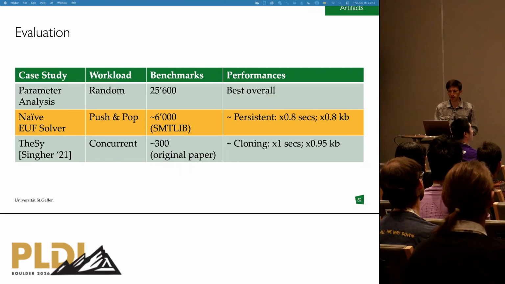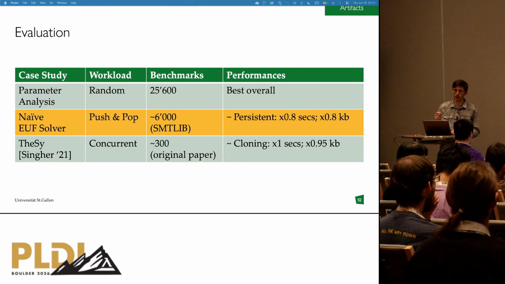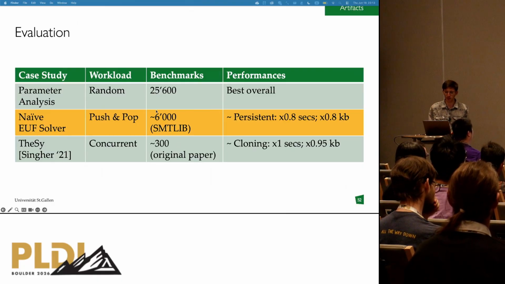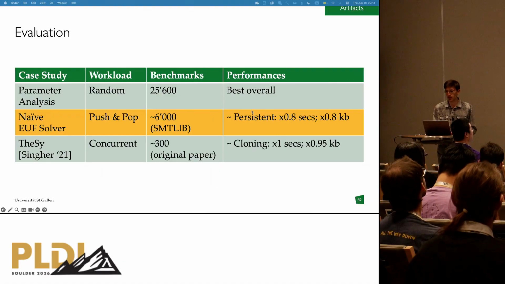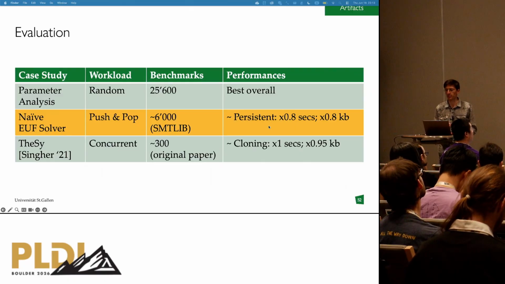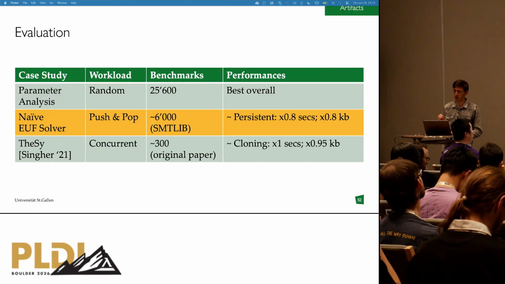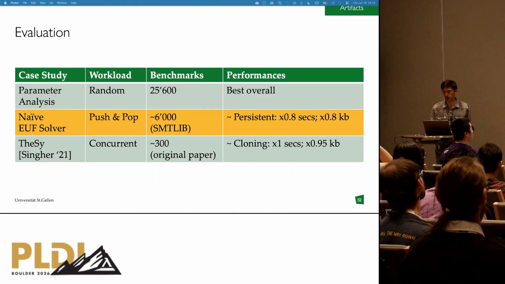For the second case study, we consider an EUF solver, where the workload is push and pop, which means that we're going to only work on the leaves, and when we're done working on the leaves, we can also drop them. We consider 6,000 benchmarks from the SMT-LIB about EUF theory, and we see that the performances are similar, maybe a bit better with respect to the best approach, which is the naive persistent E-graph. And these are way better than the other two approaches.